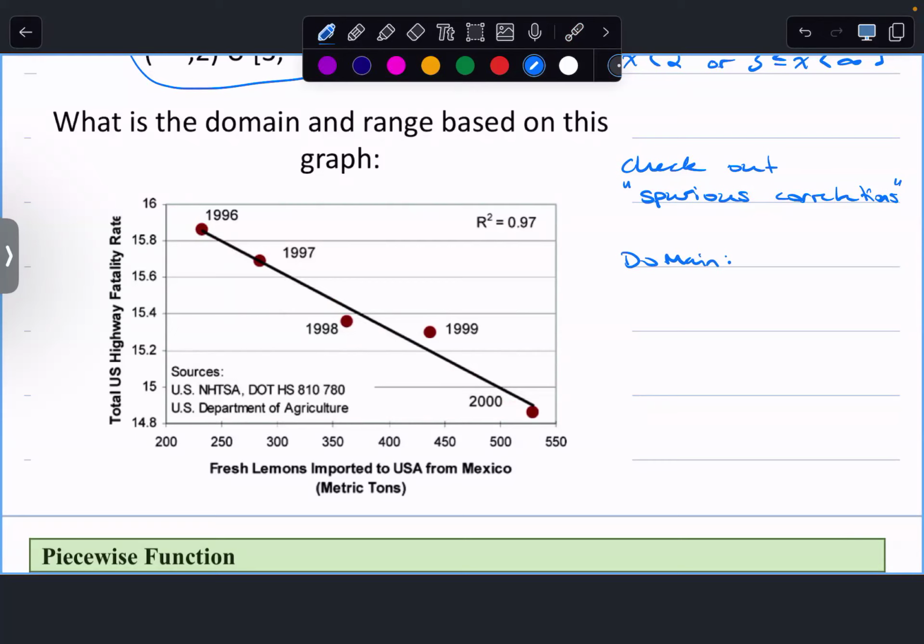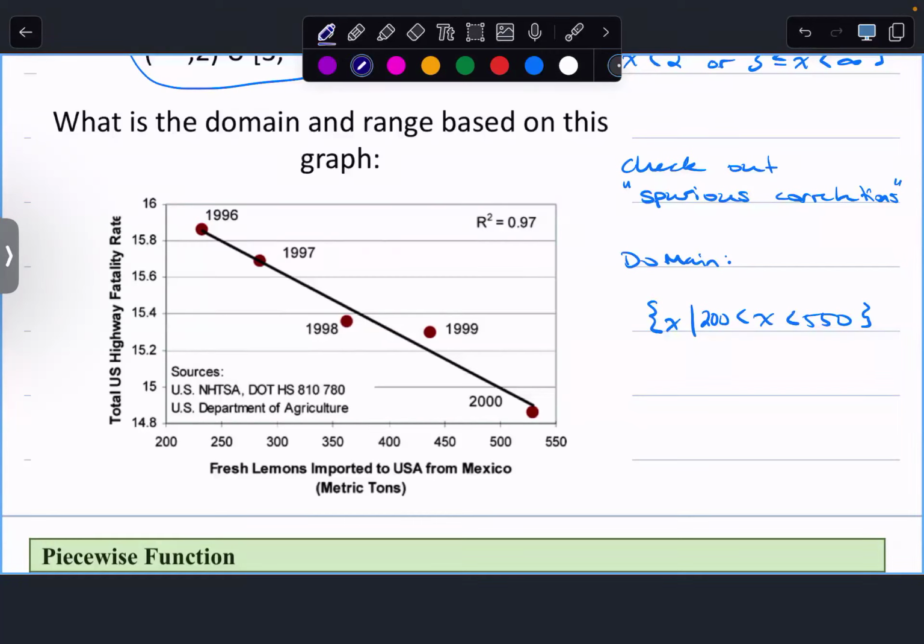Now I'm going to bump it out a little bit, because is it reasonable to assume that this line would probably apply a little bit further out in either direction? So I'll go to 200 and 550. Should we get fancy? The domain is all the values of x such that x is between 200 and 550. I went exclusive just because I don't want to be too presumptuous. Right? Kind of an approximate domain.